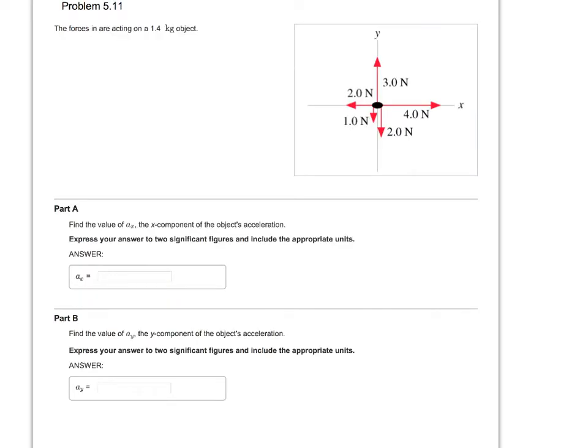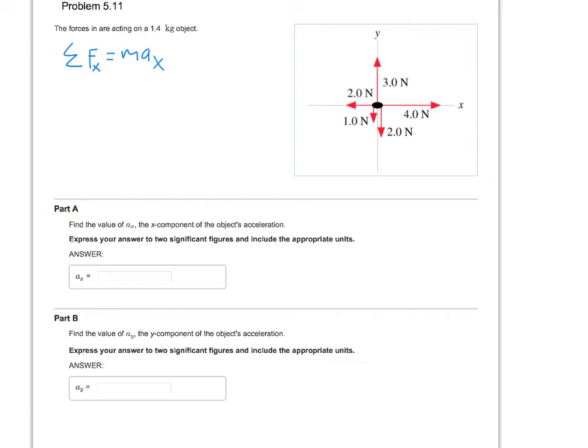Moving on to this question, we want to find the horizontal and vertical acceleration of an object based off of the forces acting on it. So we, of course, are going to go right to our F equals ma. We already have our forces shown in the diagram. We don't have any at angles, so we don't need to worry about components, so we can just go right to sum of the forces in the x equals max.